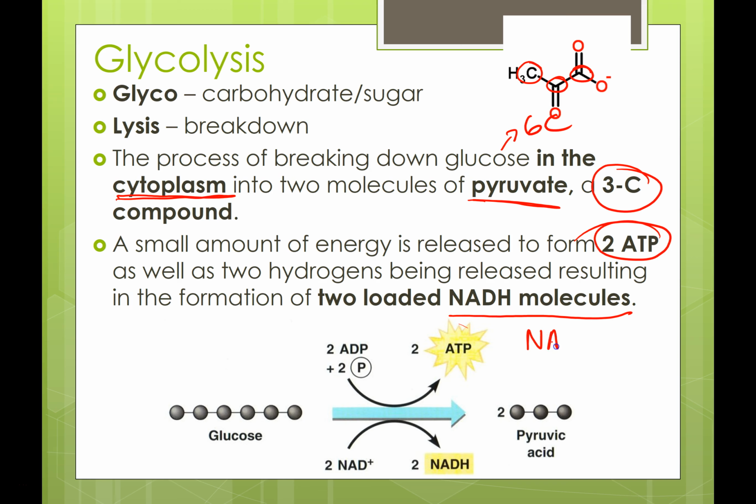Before we keep going, I want you to notice that when we're talking about anything to do with cellular respiration, NADH will be the coenzyme used, okay? If we're talking about anything to do with photosynthesis, NADPH will be the coenzyme used. Best way to remember that, photosynthesis starts with a P, NADPH, okay?